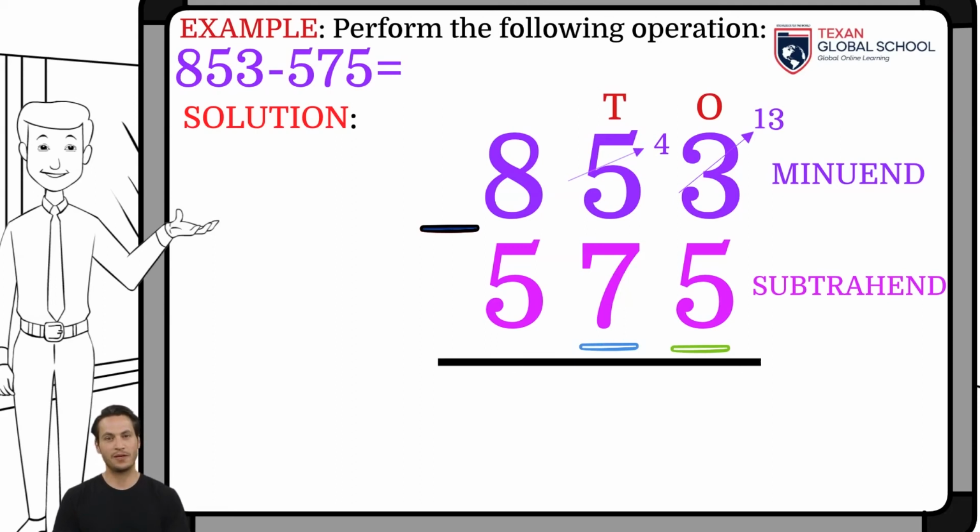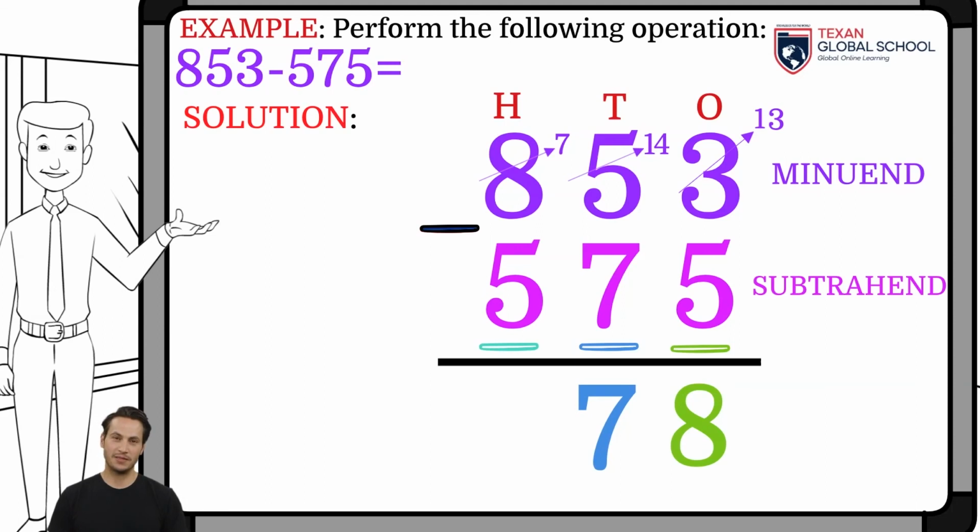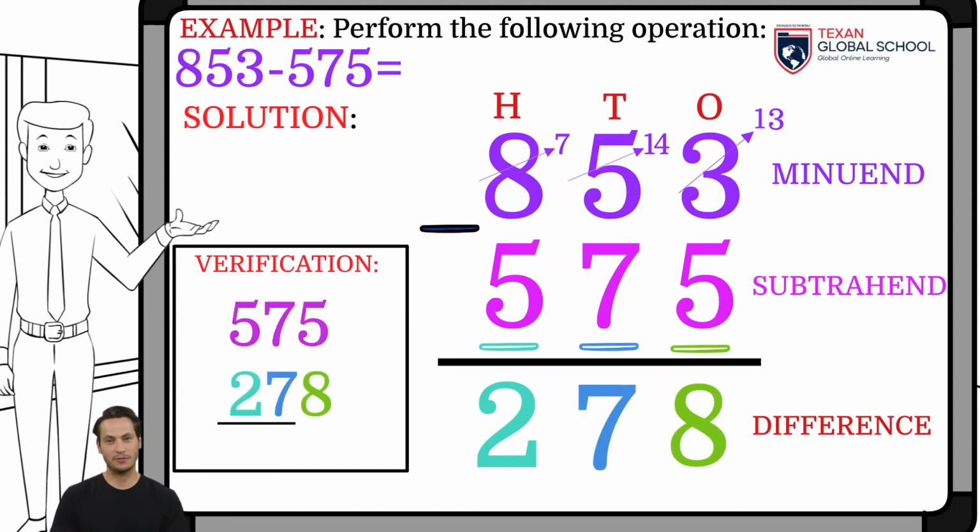Now, we perform the operation of 13 minus 5, obtaining 8, and now subtract 4 minus 7. But since we cannot perform that operation, we take 100 from the previous digit, transforming the minuend 4 into 14. And since we subtract 100, the 8 becomes 7. Now, we perform the operation of 14 minus 7, obtaining 7, and 7 minus 5, obtaining 2. We conclude that 853 minus 575 is equal to 278.